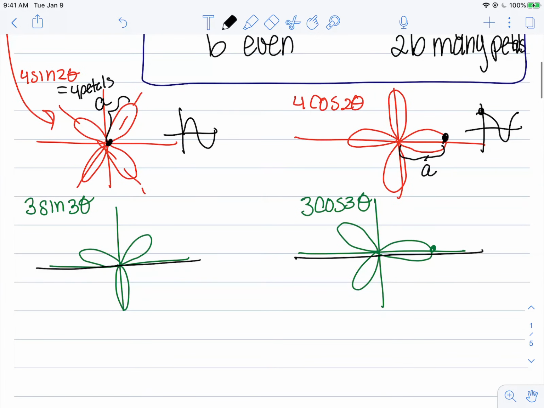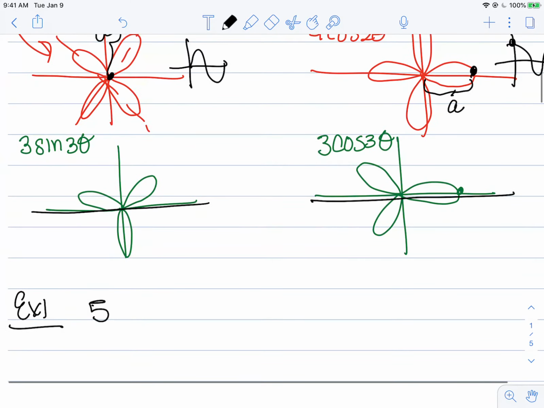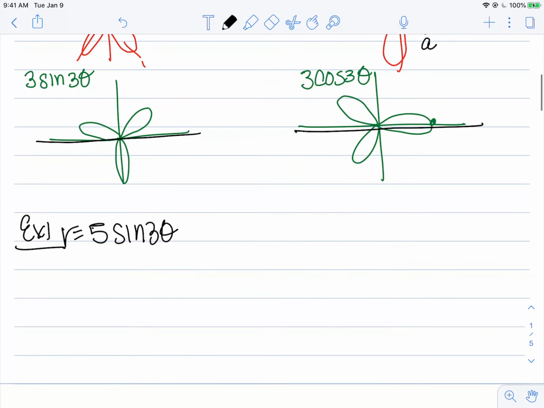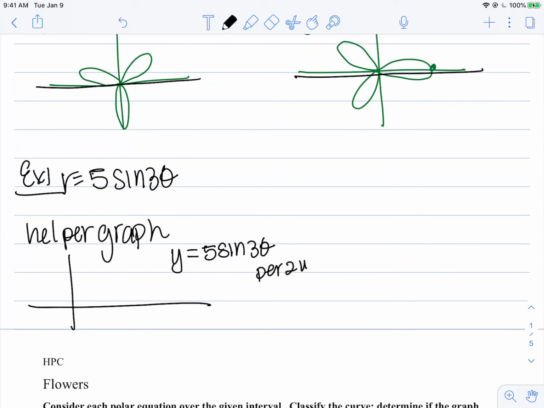So let's look at example 1. Let's say we had something like 5 cosine of 3 theta, or sine of 3 theta. Okay, so it's r equals that much. So what you want to do is start with your helper graph. So your helper graph is y equals 5 sine of 3 theta. And look at the period. The period is 2 pi over b. So here the period is 2 pi over 3.